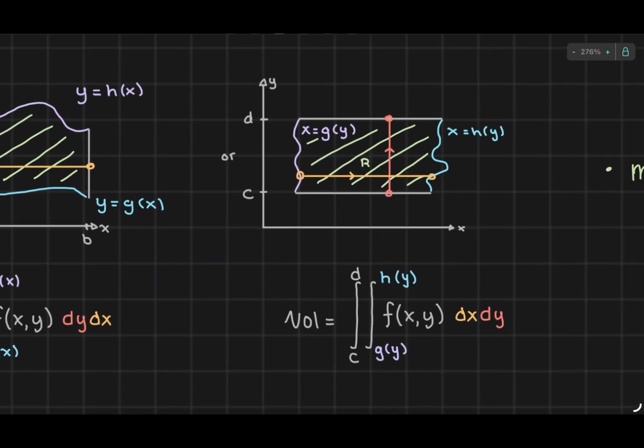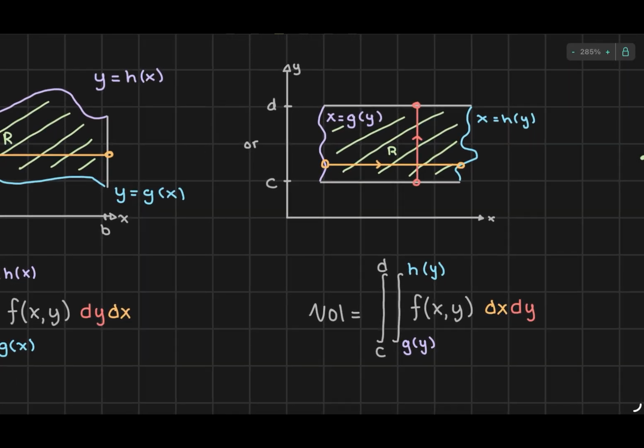So just to write it down there, the volume of this shape right here is going to be the integral from c to d, the integral from g of y to h of y of our integrand dx dy.